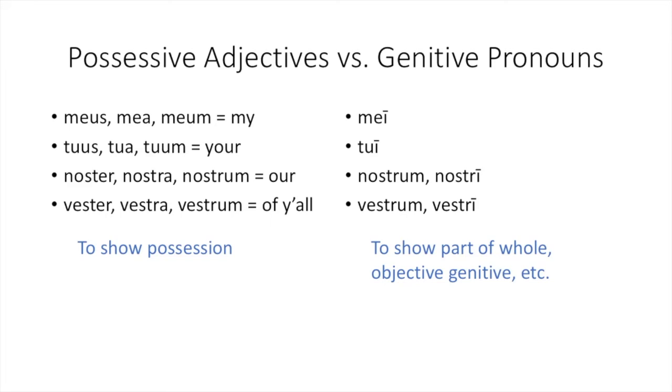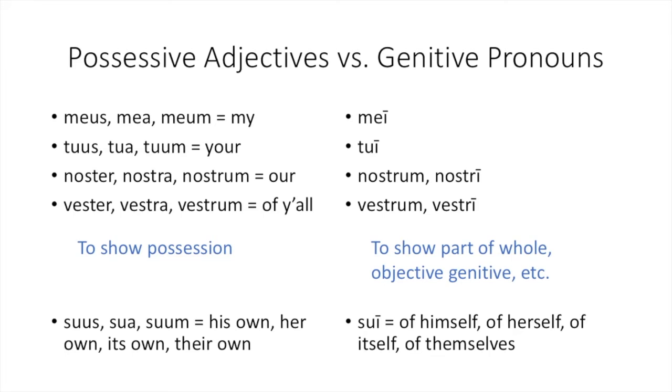We do the same thing with our possessive adjective in the third person. For the other persons, first and second, we still use meus, tuus, noster, nostrum, and vester, vestra, vestrum. For the third person reflexive possessive adjective, we use suus, sua, suum for his own, her own, its own, or their own, instead of sui for using other parts of the genitive or other uses of the genitive case.